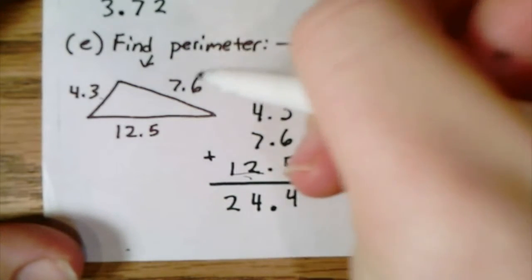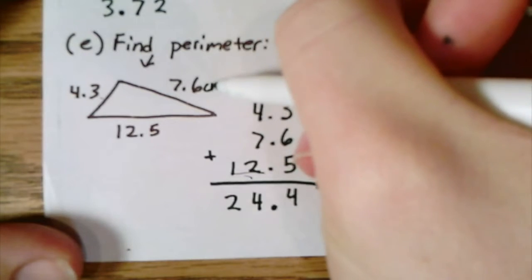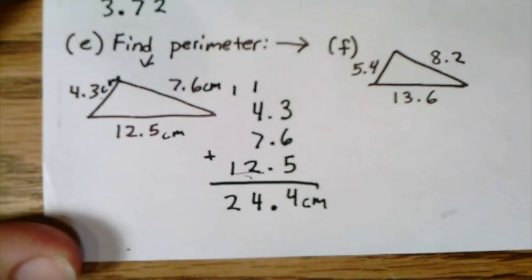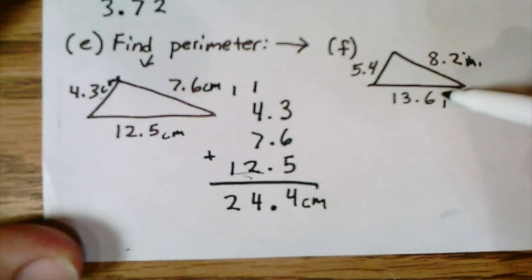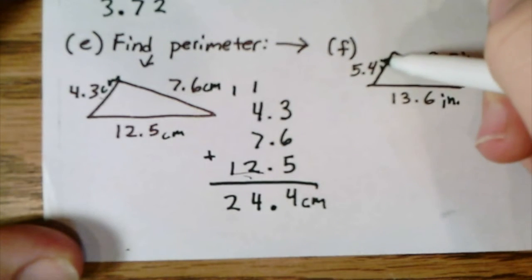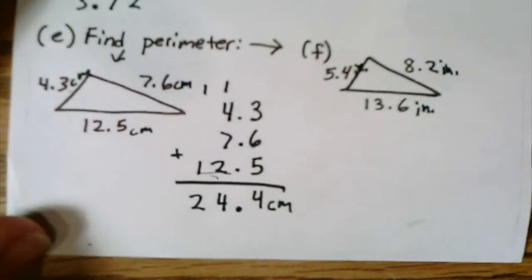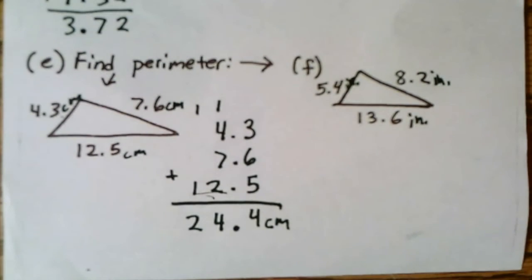And really, this should have a label. I don't know what it was. Let's say that they were centimeters. So then this would be centimeters. All right, go ahead and do this one, and I'm going to make your label inches. So find the perimeter of this triangle and bring your work with you tomorrow to school. Go ahead and get to work.